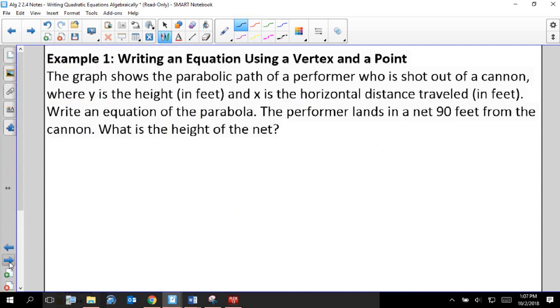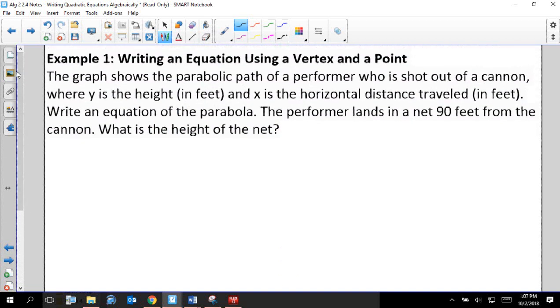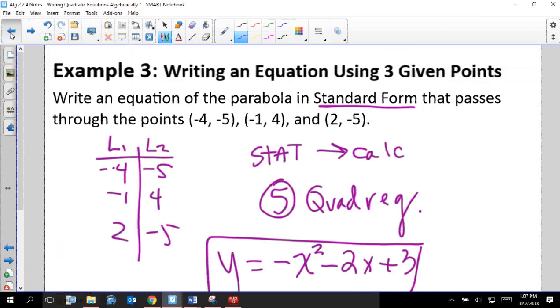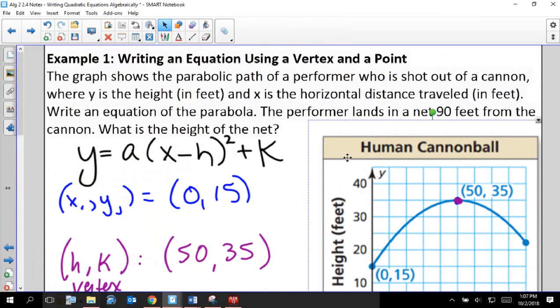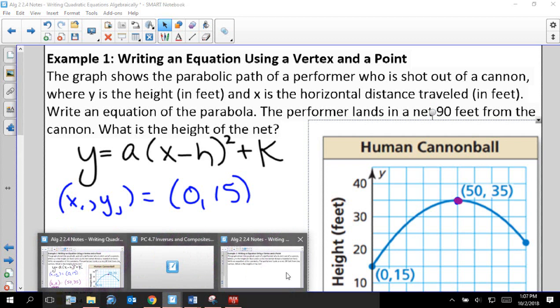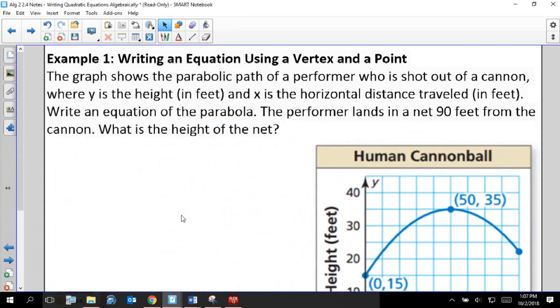Example 1. Oh, I didn't save my graph on it. I have a graph. You guys have a graph. Oh, there's the graph. Okay, first thing you want to do is look and say, what information am I given? So this is a performer who's shot out of a cannon.